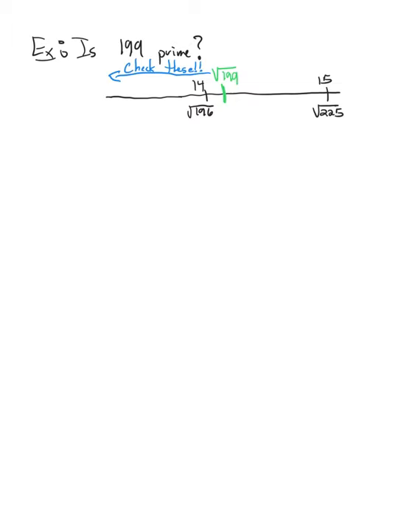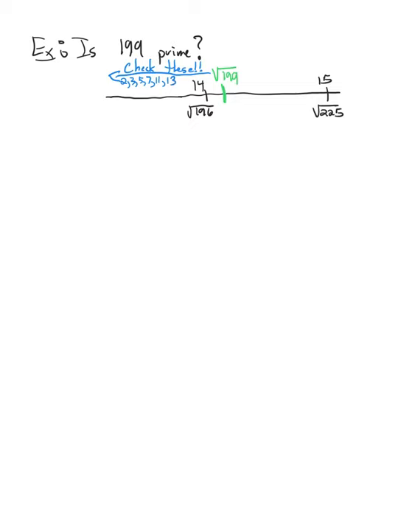Once we have that, we know what primes we need to check. We need to check the primes less than square root 199. So what are these primes? Well, they are 2, 3, 5, 7, 11, and 13.